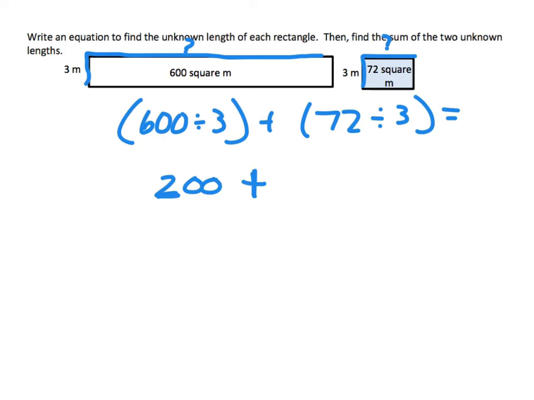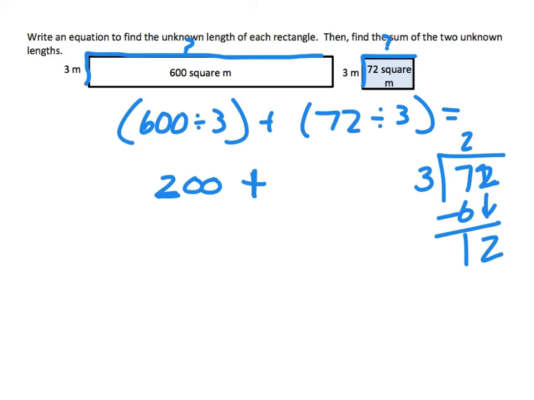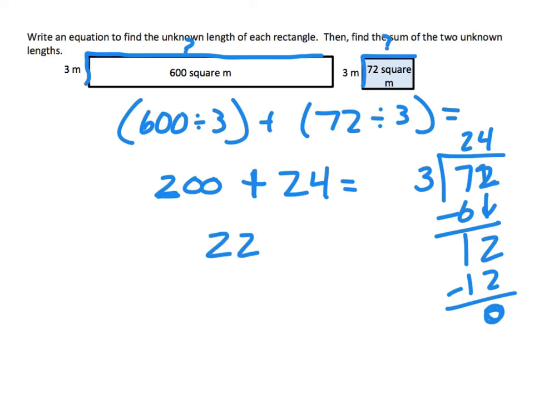Now 72 divided by 3, whoa, that's a little bit more difficult. I may have some different tricks I could do, or I could just write it out in the standard algorithm. 72 divided by 3: 3 goes into 7 2 times. 2 times 3 is 6. Subtract that out, I have 1 left over. Bring down the 2 ones, and now I have 12 ones. 3 goes into 12 4 times. 4 times 3 is 12, and I have no remainder there. So the second length that I'm looking for is 24. And the total of the two unknown lengths is 224 meters.